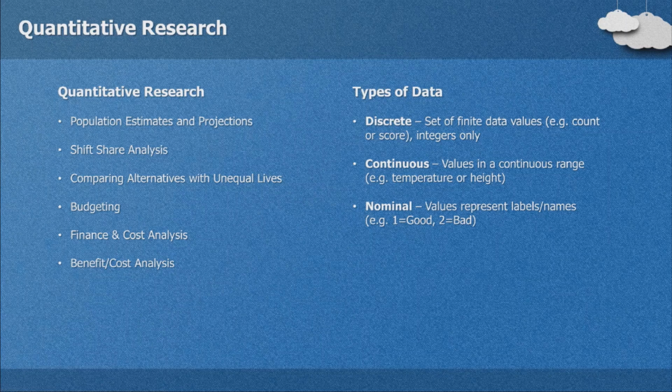Discrete is finite data values, a count or a score. It's integers only. Continuous is data within a continuous range: distance, temperature, height. And then nominal data is where we assign values to a label, so a Likert scale or one good, two bad type of thing.